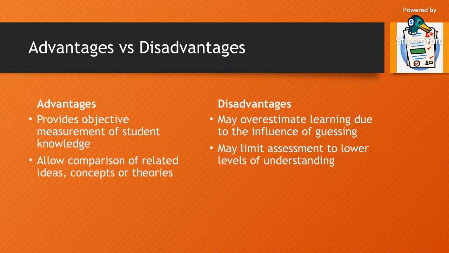Since we have two columns, just like what I said, you will be able to answer a matching type test if the students could establish a relationship between the two columns. Disadvantages: it may overestimate learning due to the influence of guessing. Just like any type of test that requires students to choose an answer from a list of possible answers, it will always be affected by guessing. So sometimes you can overestimate learning due to the influence of guessing.